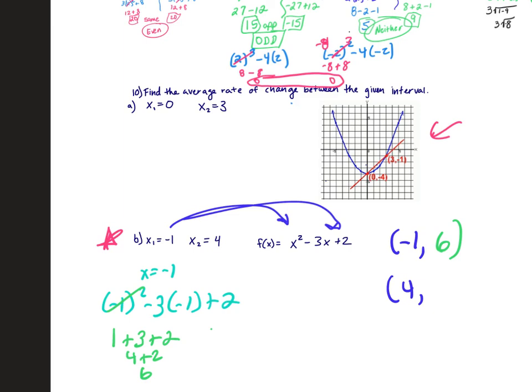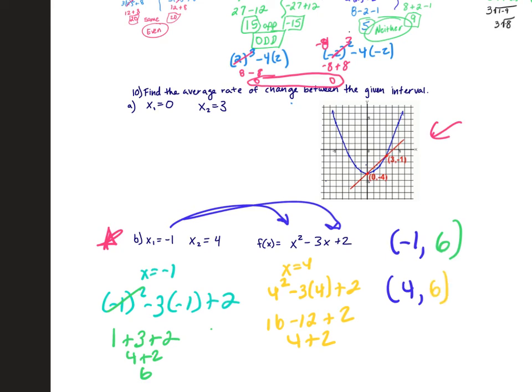Now I'm going to do the exact same thing, but I'm going to evaluate where x is 4. So I'm going to say 4 squared minus 3 times 4 plus 2. So 4 squared is 16 minus 12 plus 2. 16 minus 12 is? 4. And 4 plus 2 is? 2. I'm sorry, 6.